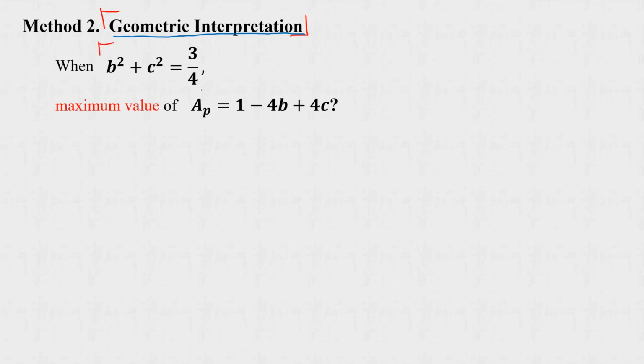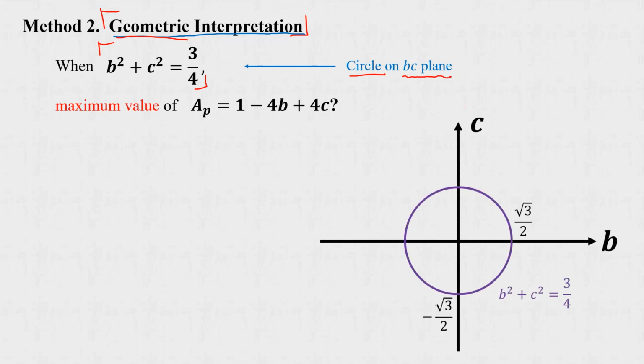Well, let's start from this condition. b squared plus c squared equals 3 over 4. Isn't this a familiar expression in terms of geometry? Yes, it is the equation of a circle, but on the bc coordinate plane. More specifically, it is a circle centered at the origin having radius of square root of 3 over 2.